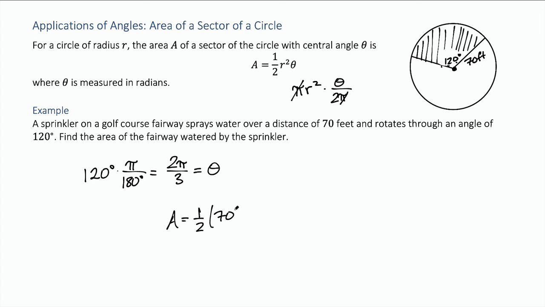1/2 times 70 squared times the angle, 2 pi divided by 3. And we can, well, the 1/2 and the 2 will cancel. And we have 70 squared, which is 4,900 times the pi over 3. And this is an area. We squared this 70 feet, so the units on this are feet squared. And if you wanted, you could type that into a calculator to get a decimal approximation, but I'm going to go ahead and leave it as that.